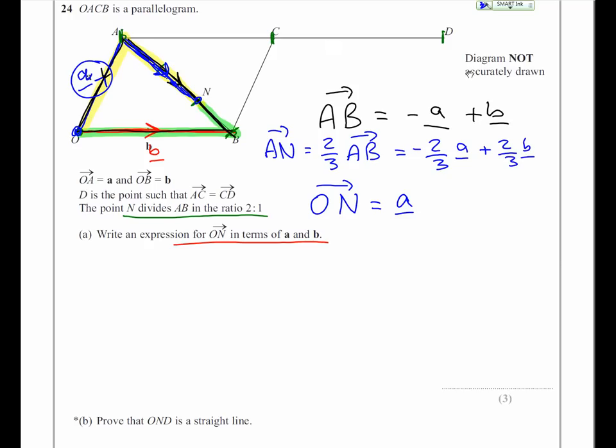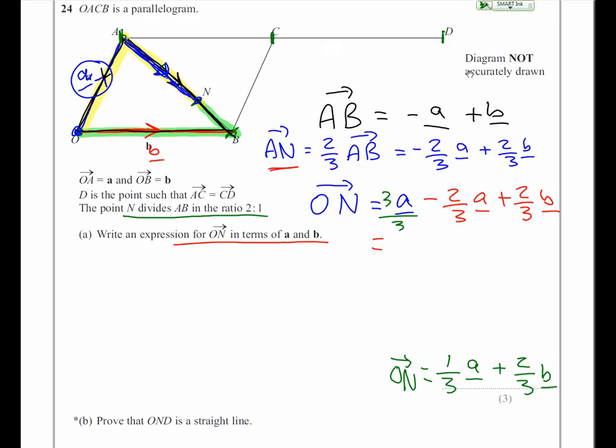So we're going to add this on, which is going to be minus 2 over 3 A plus 2 over 3 B, which gives us 1 whole A is 3 over 3. So that's going to be a third A plus 2/3 B, which is our answer. That's ON.